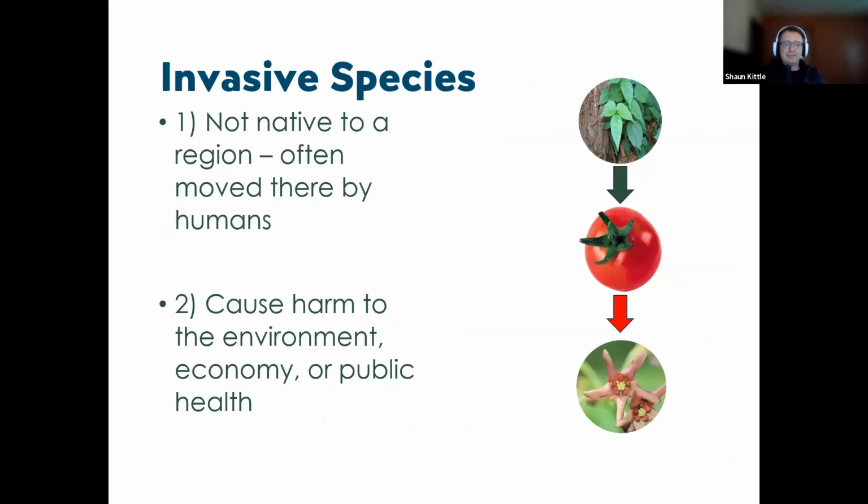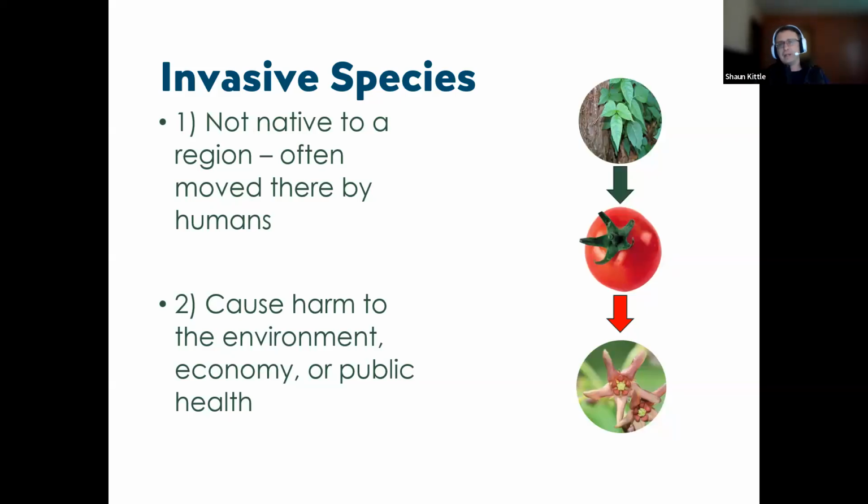Next slide, please. So invasive species, in order for a species to be invasive, it needs to check 2 boxes. It needs to not be native to the region in question. As I mentioned, it's often moved there by humans, and it must cause harm to the environment, economy, or public health.